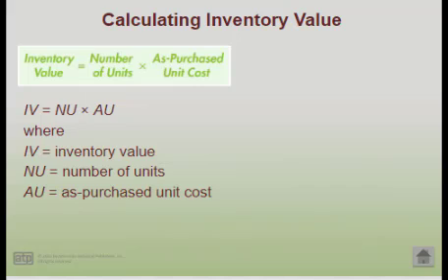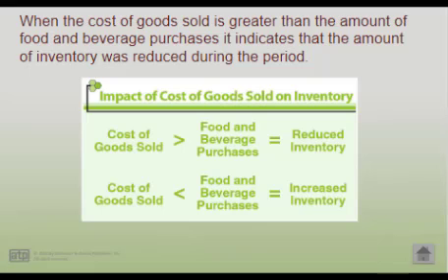Calculating inventory value. NU, the number of units, times AU, the as-purchased unit cost, equals the IV, the inventory value. By subtracting the inventory value at the end of the period, the actual value of the product sold, the cost of goods sold, can be calculated.